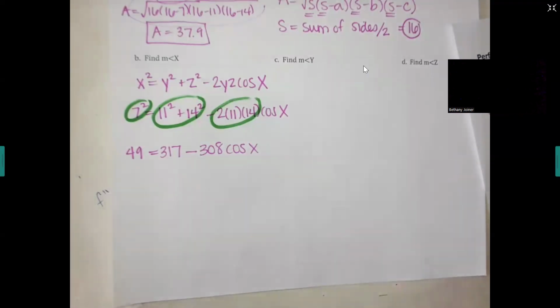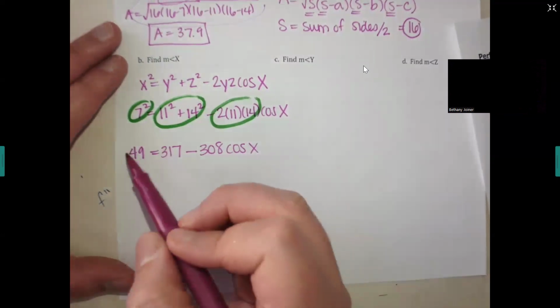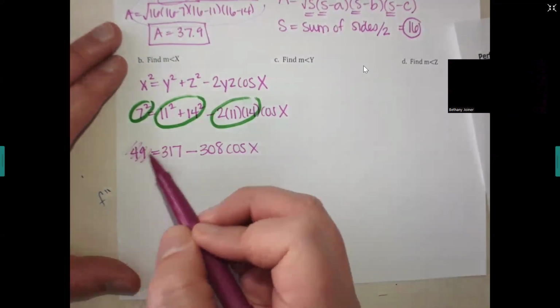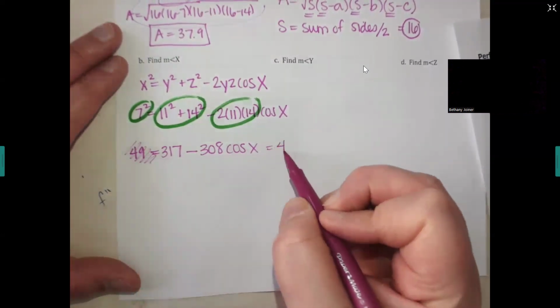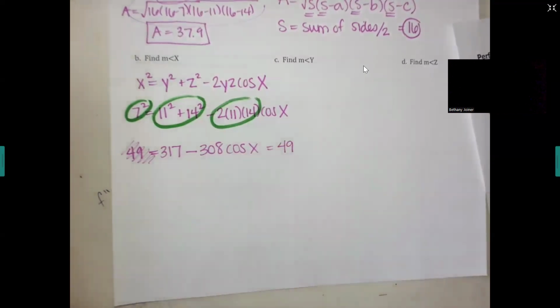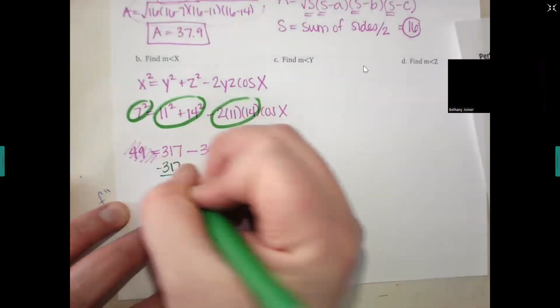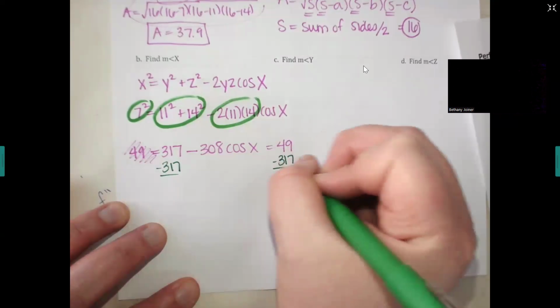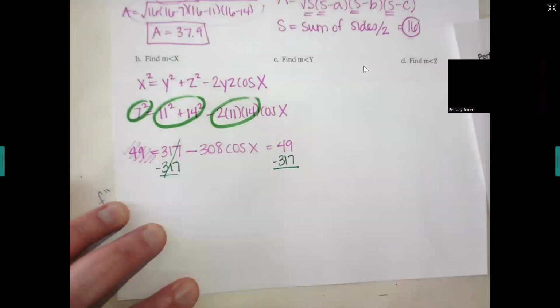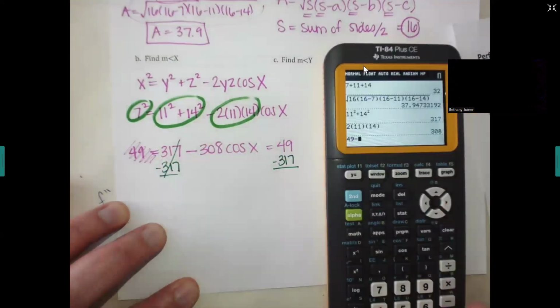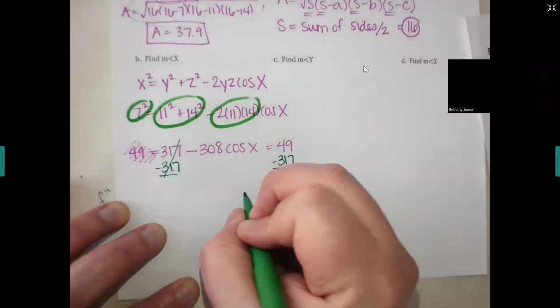So remember that our next step would be to scribble out the 49, move it to the other side, and then we need to solve for x. So to get rid of the 317, what would I need to do to get it out of the front? Okay. Subtract it, very good. So I'm going to minus 317. In your calculator, you're doing 49 take away 317. That gives me negative 268.